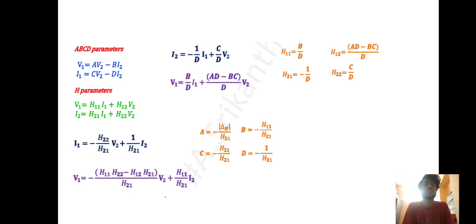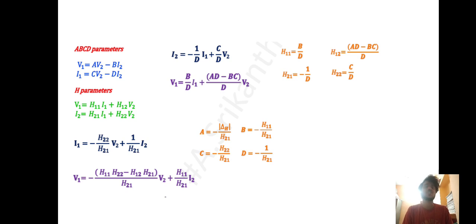ABCD parameters: V1 equals A into V2 minus B into I2, I1 equals C into V2 minus D into I2, where I2 equals minus 1 by D into I1 plus C by D into V2, and V1 equals B by D into I1 plus AD minus BC by D into V2. H11 equals B by D, H21 equals minus 1 by D, H12 equals AD minus BC by D, H22 equals C by D.